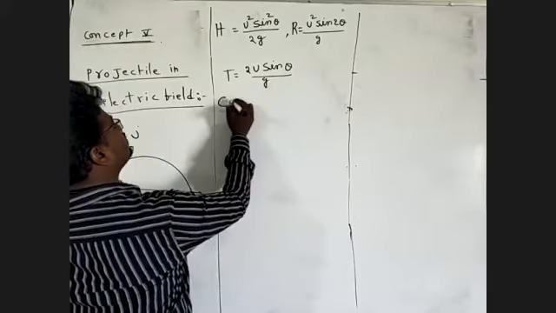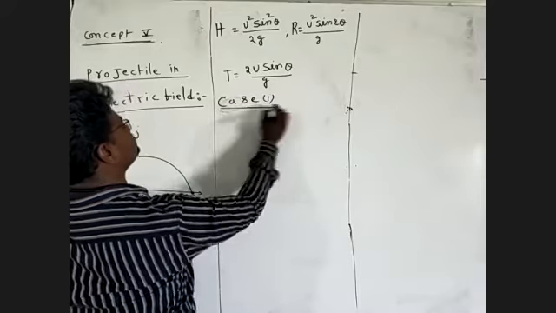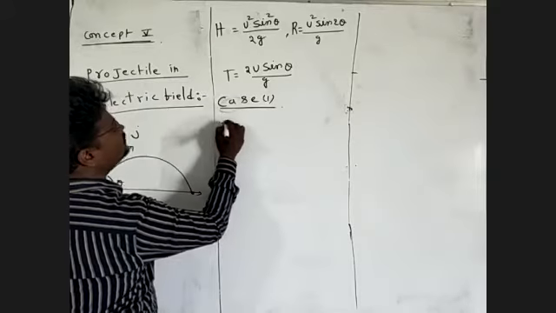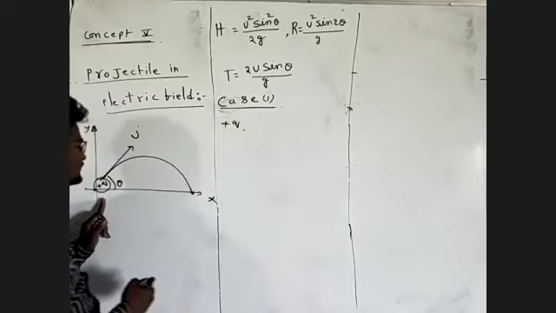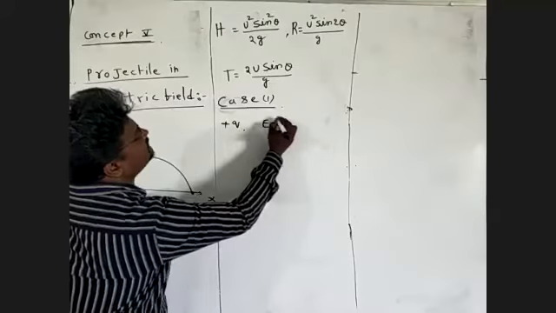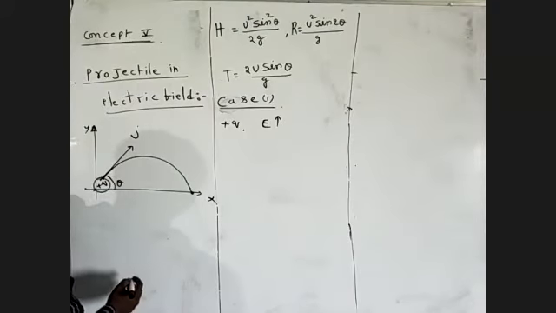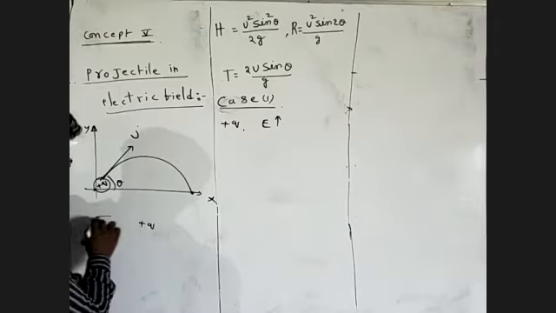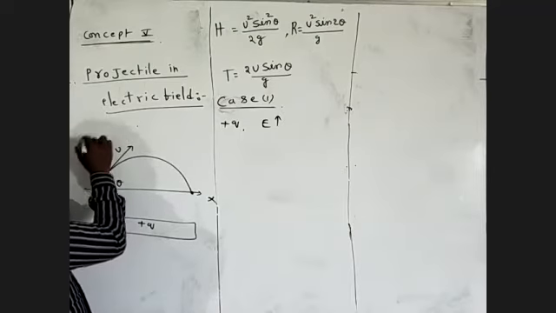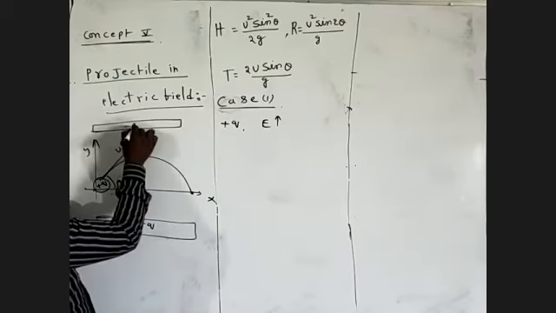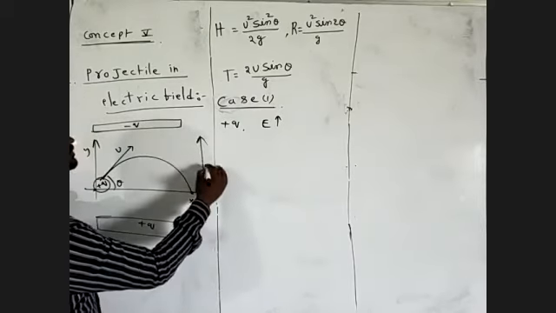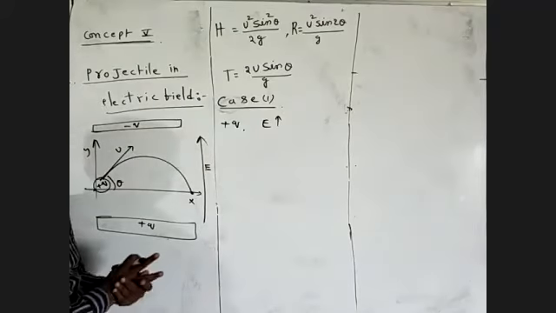Now I'm taking case number 1, the first case. The charge is positive, and suppose the electric field is in the upward direction. Electric field upward means this is the positive plate and this is the negative plate. The electric field is from positive to negative.